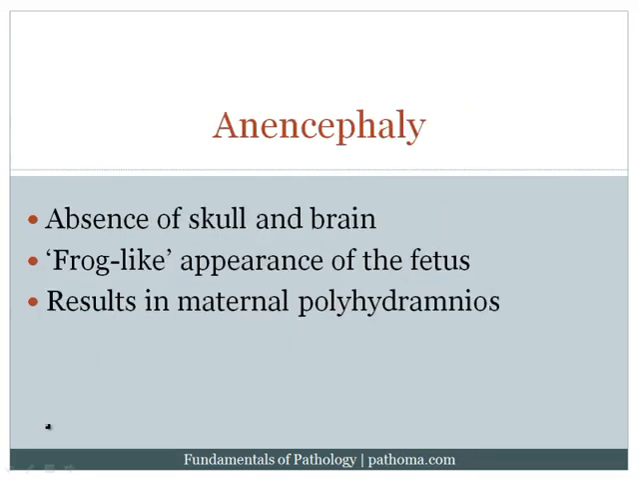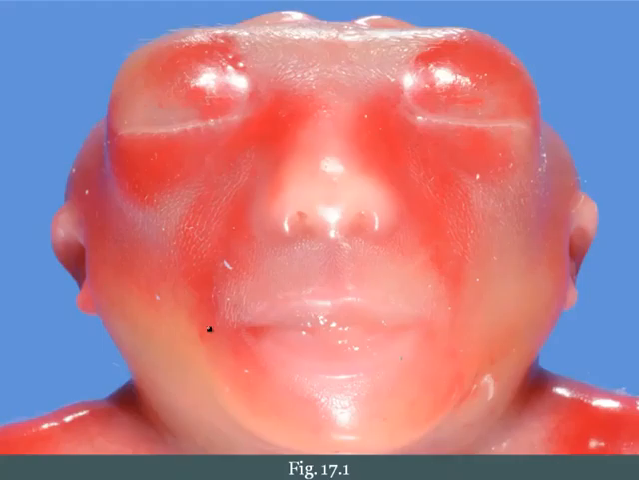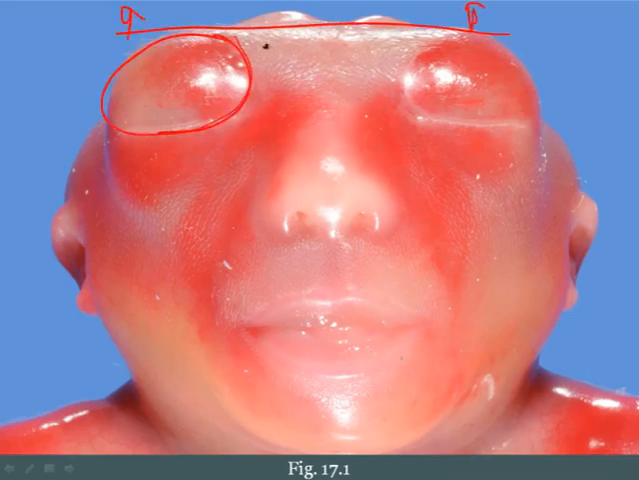If the failure of closure occurs at the cranial aspect, we call that anencephaly, and it's characterized by absence of the skull and the brain. Now, if the skull and the brain are missing, then the eyes become particularly prominent, and that results in a frog-like appearance of the fetus. Here's an image of this, and you can clearly see that the skull and the brain, which should be above here, are clearly missing. And so this results in a prominence of the eyes of the fetus, which then results in this frog-like appearance. That's a very high-yield description.